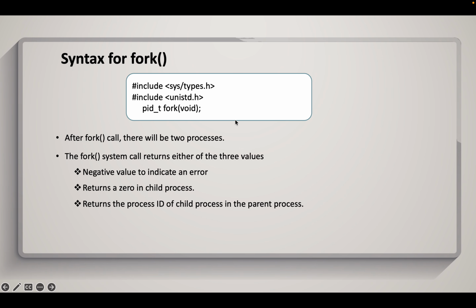This is the syntax of fork. Fork has no arguments. The fork system call creates a process, and the fork system call returns 2 values. Not 1 value, but 2 values in 2 locations. The fork system call returns 0 in the child process. The fork system call returns the child ID in the parent process.